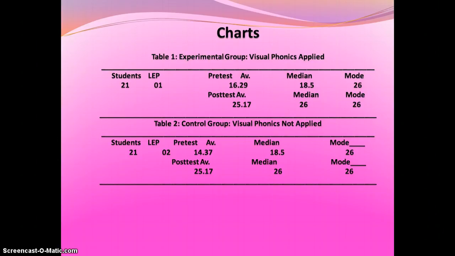For the control group, who did not have the visual phonics, their pre-test average in comparison to the experimental group was 14.37, noting a little bit of difference there. Their median was the same as the experimental group, 18.5, and their mode, of course, was 26. In their post-test average, you can see that there was a very similar, exact post-test average of 25.17, and the median was 26, and the mode was 26.